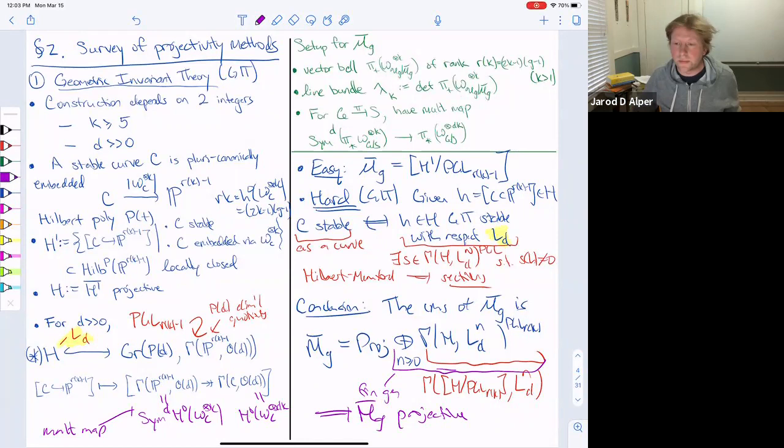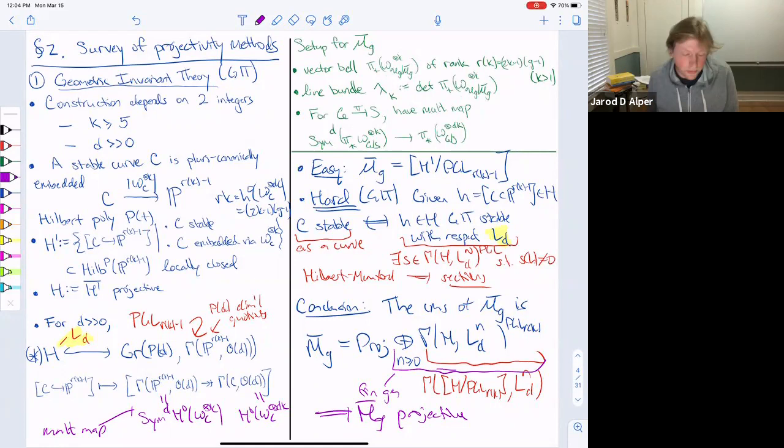All right. But what makes this work, I'll just emphasize again, is that you can actually check the Hilbert-Mumford criterion in some cases, and that's what allows you to get sections. And ampleness of a line bundle is all about having enough sections with certain properties.